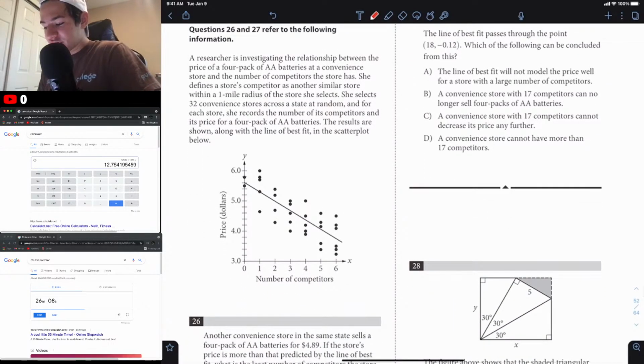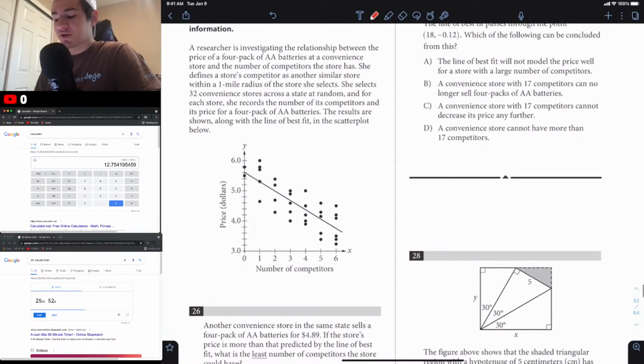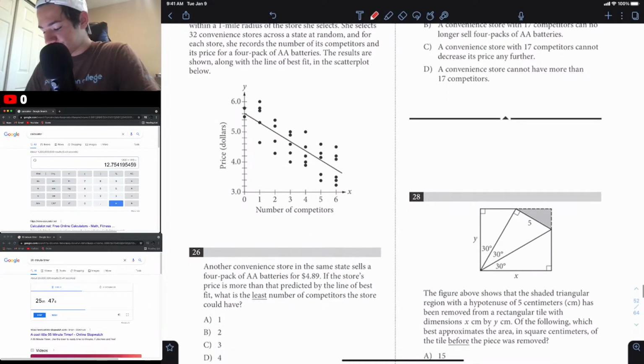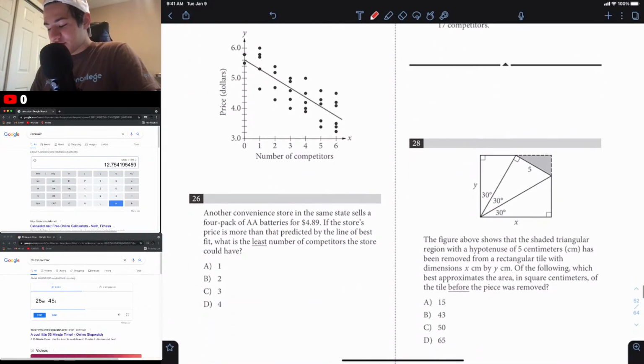A researcher is investigating the relationship between the price of a 4-pack of AA batteries at a convenience store and the number of competitors a store has. She defines a store's competitor as another similar store within a mile radius of the store she selects. She selects 32 convenience stores across the state at random, and for each store, she records the number of its competitors and its price of a 4-pack of AA batteries. The results are shown along with the line of best fit in the scatter plot below. Another convenience store in the same state sells a 4-pack of AA batteries for $4.89. If the store's price is more than that predicted by the line of best fit, what is the least number of competitors a store could have?